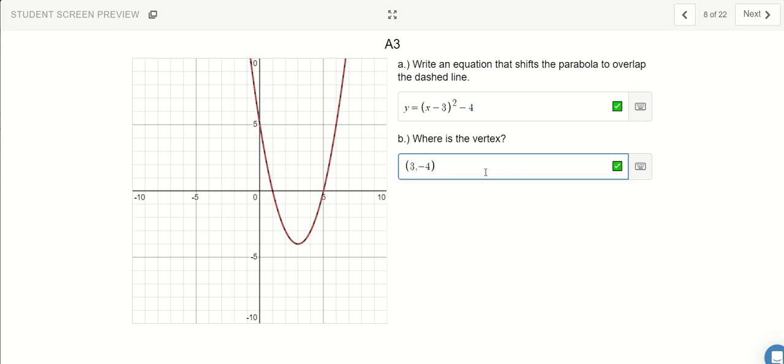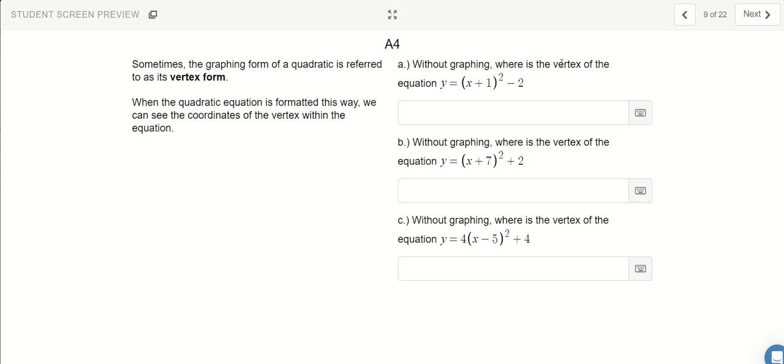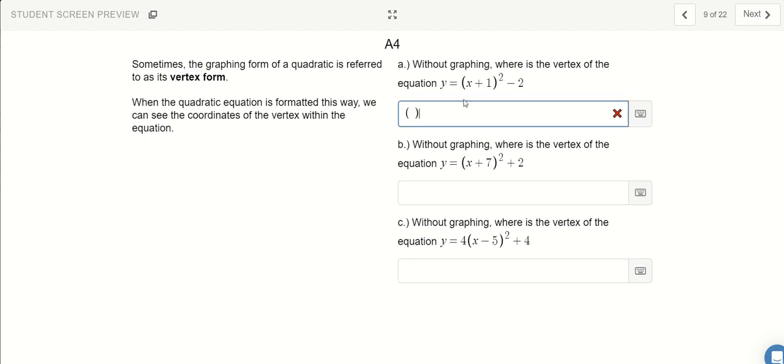Okay. So one thing you should notice is that the vertex can be found inside the equation, right? We see the 3 here, we see the -4 there. So sometimes the graphing form is called the vertex form because the vertex is found inside of the equation, all right? So here, without graphing it, can we guess where the vertex is going to be? So each of these answers is going to be a point.